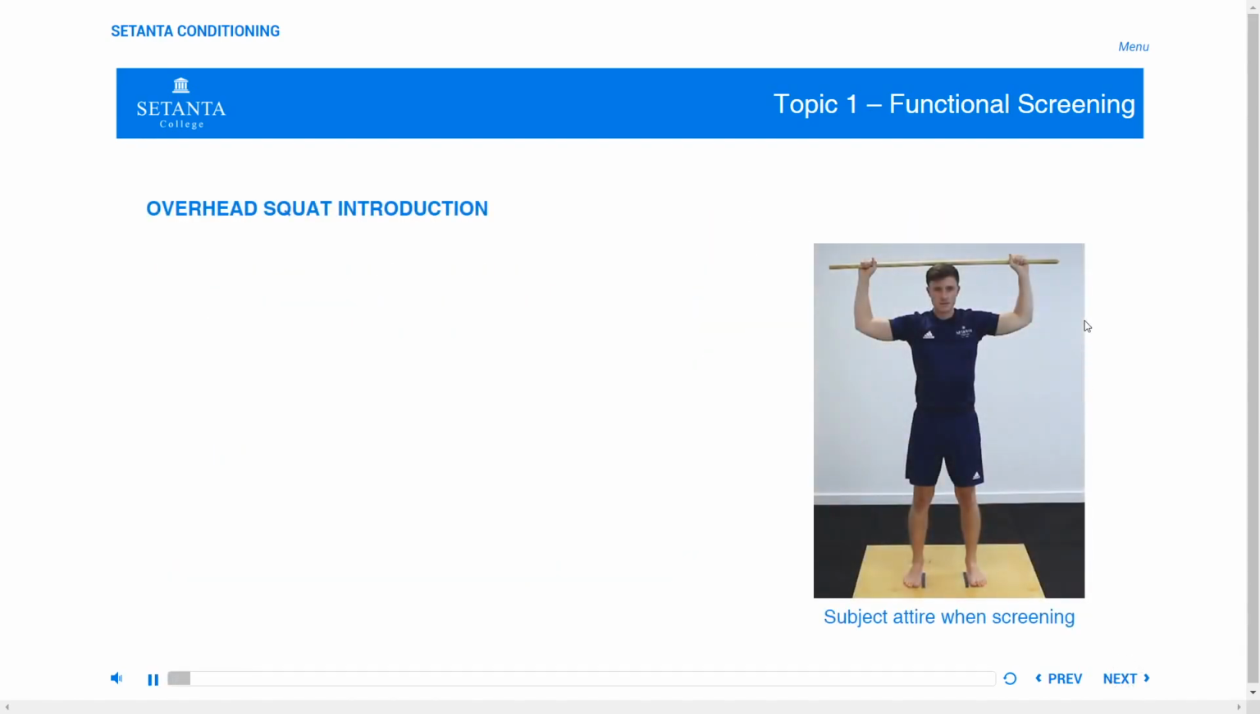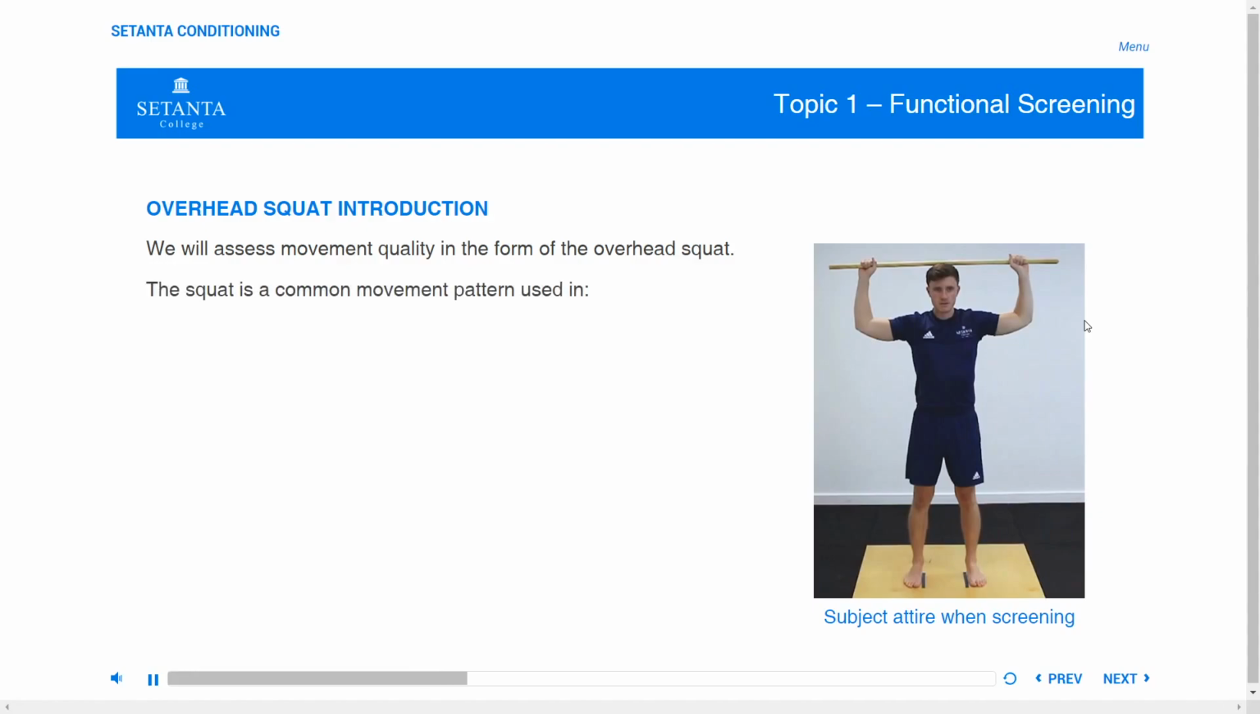Overhead squat introduction. We have described posture and the two key faults that may be commonly observed. Next, we want to assess movement quality in the form of the overhead squat. The findings from the postural assessment will also complement the movement pattern that will be observed in the overhead squat. Furthermore, it will contribute to a greater understanding of the interaction between posture and function.